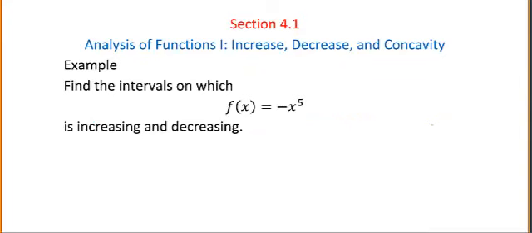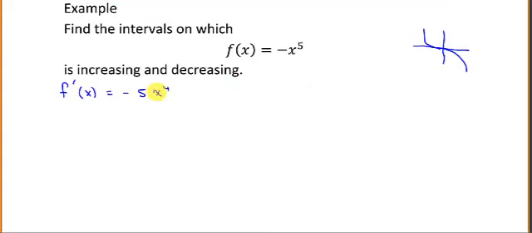Okay, let's take one more example. Find the intervals on which f of x equals negative x to the 5th is increasing and decreasing. If we think about that, we should think it's always decreasing, because negative x to the 5th should look something like this. Let's take a look. The derivative is negative 5x to the 4th. Notice x to the 4th is always 0 or positive, and negative 5 is always negative.